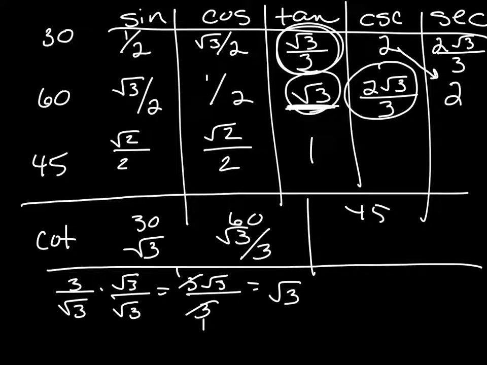So that's where that comes from. Now the cotangent of 45 is easy because the reciprocal of 1 is just 1. So there's my chart, and those are the basic trig functions that you can come up with. Now for 0 and 90, use some basic definitions that we have here.